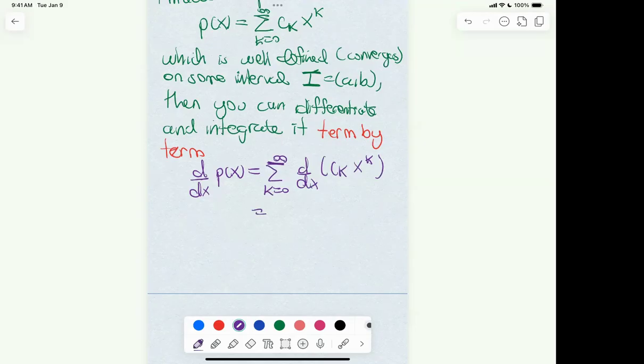What is the derivative of something like this? These c_k are thought of as constants, so a constant comes out of a derivative. So you're just taking the derivative of x to the k, which is just a power of x. The exponent rule tells you that the exponent is brought down and the power gets lower by one.